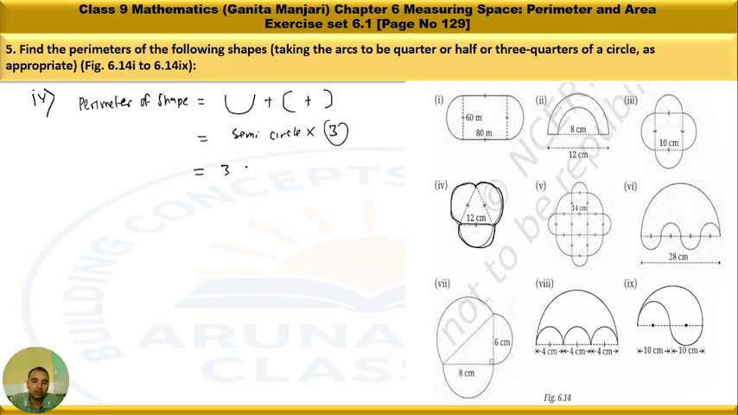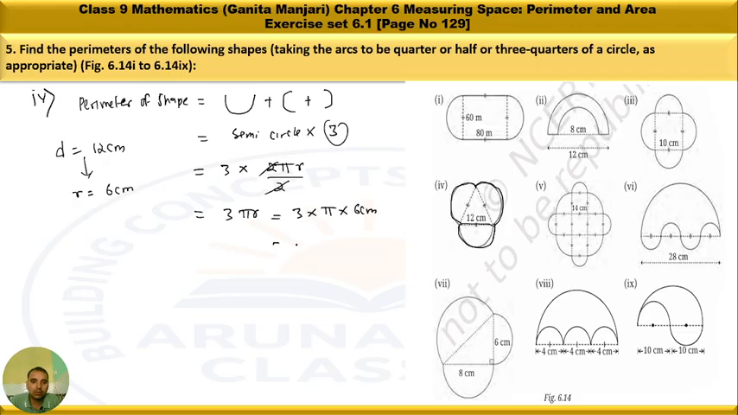Now 3 multiplied with the length of a semicircle. The length of a semicircle is 2 pi r upon 2. 2 and 2 get cancelled. So 3 pi r. Now what is r here? As the diameter of any one circle is given as 12 centimeter, the radius will be 12 upon 2, that is 6 centimeter. Now 3 pi multiplied with r, which is 6 centimeter.